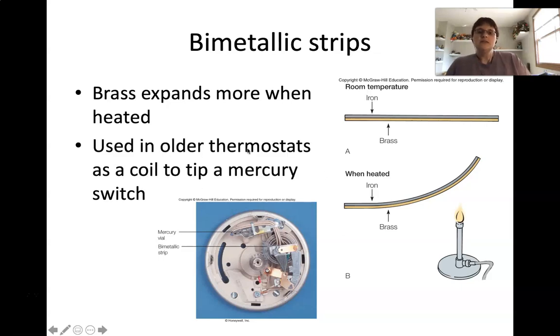Like I said, these were used in older thermostats. They used to make them as a coil, so you can see the coil right here. This coil would expand and contract with the temperature to tip this little mercury vial. Yep, our friend mercury is back again. To turn the switch on and off. So it would expand when it got warm, and that would tip the vial to turn the heat off, and then it would contract when it got cooler. That would tip the vial to turn the heat back on.